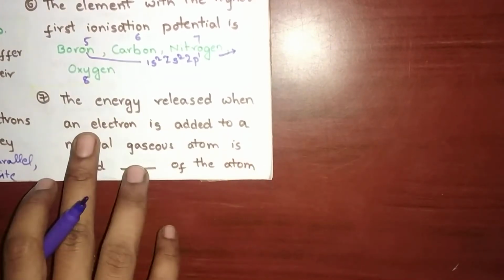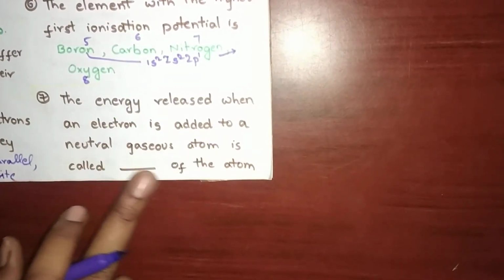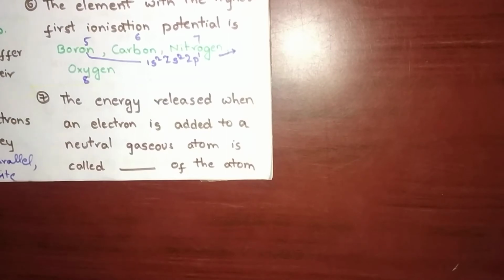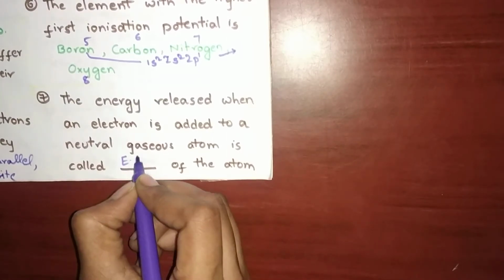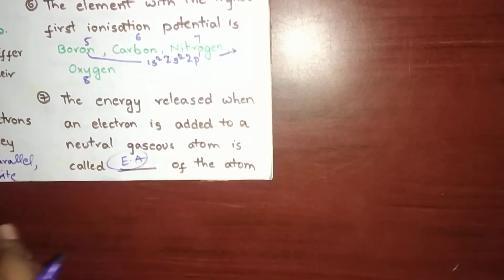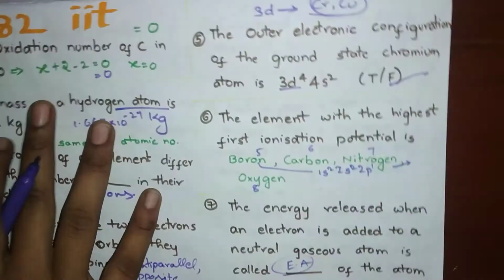Read the question. The energy released when an electron is added to a neutral gaseous atom. Very easy. Electron affinity. Just a definition. 1982 IIT question.